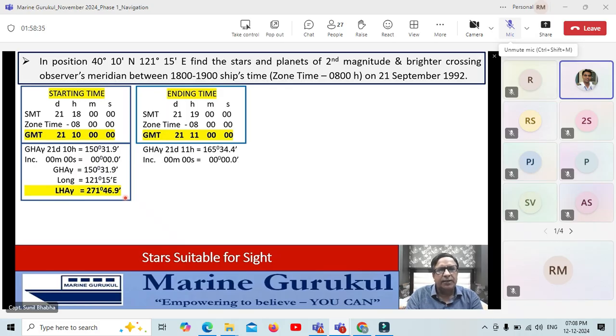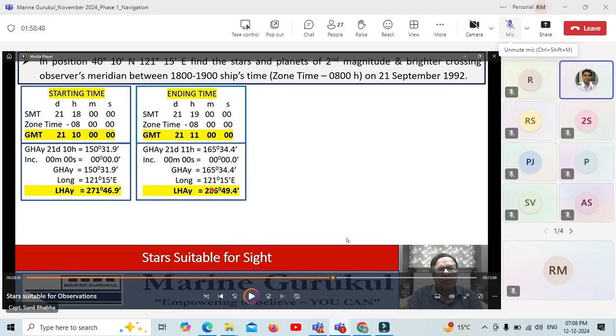We get the LHA Aries at the end of the interval. You can see the values coming up on the slide. You can also check them from your almanac. And we get the LHA Aries at the end of the interval. Any doubts up to here, beta?